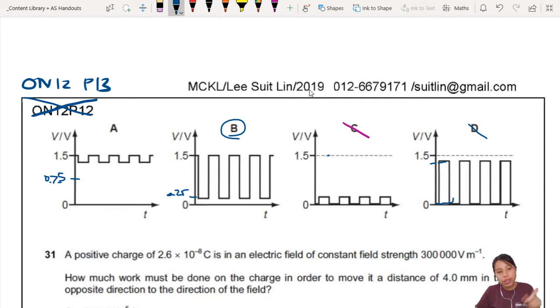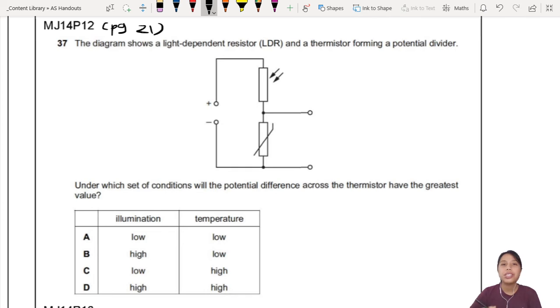The potential difference across the LDR will just go up and down, depending on whether you shine a light or not. Now, here's another question that we're going to look at that has a thermistor. LDR and thermistor working together. This neat question on page 21 has the two children working together, LDR and thermistor.